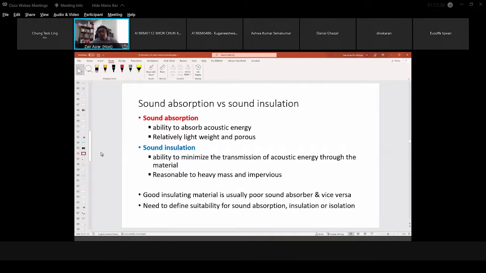If you have some material that is good for absorbing the sound, it's not good for stopping or insulating the sound. So for sound treatment we need to know which one we need to use in particular instances. For example, do we need to absorb the sound, or do we need to insulate the sound, or, if you can't do anything else, do we need to isolate the sound?